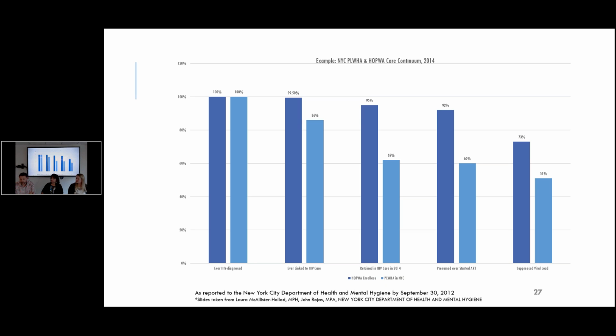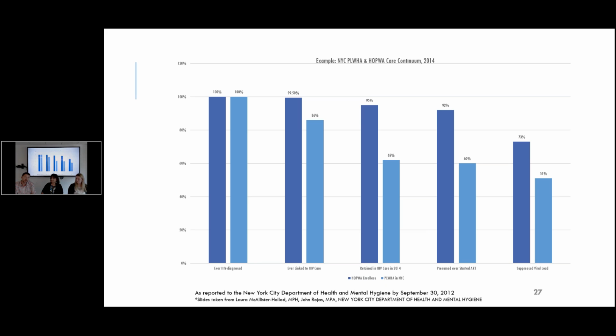And so what you'll see, let's first look at the persons living with HIV in New York City, which kind of mimics the national numbers. Again, it's HIV diagnosed, then linkage to care. So we have diagnosis at 100%, linkage to care drops to 86% for the overall population, retained in care drops to 62%, presumed ever started therapy 60%, and then suppressed viral load at 51%. Now looking at that, pretty good numbers when compared to the national average. 51% viral suppression is where we want to get to, certainly higher than the national average of 30 to 36%.